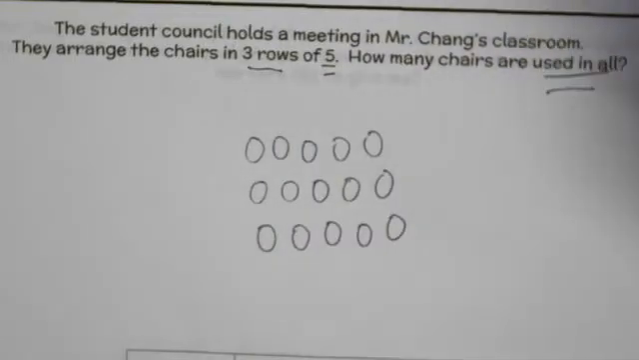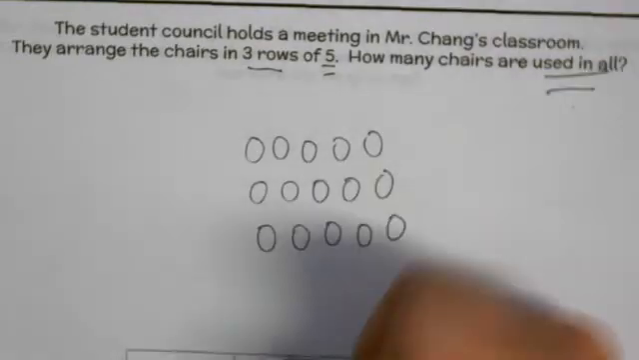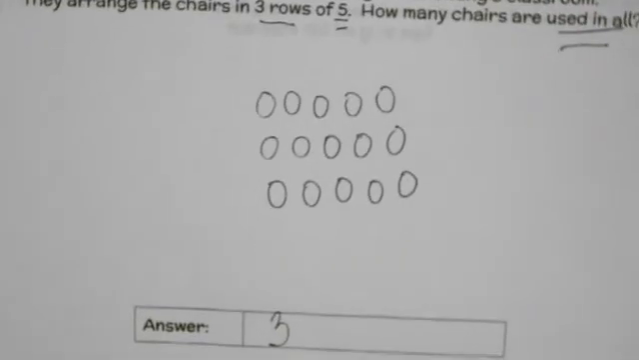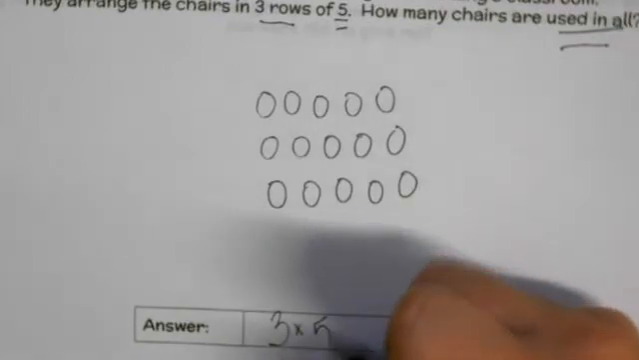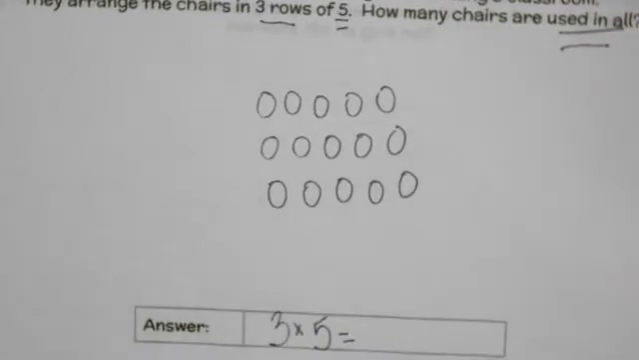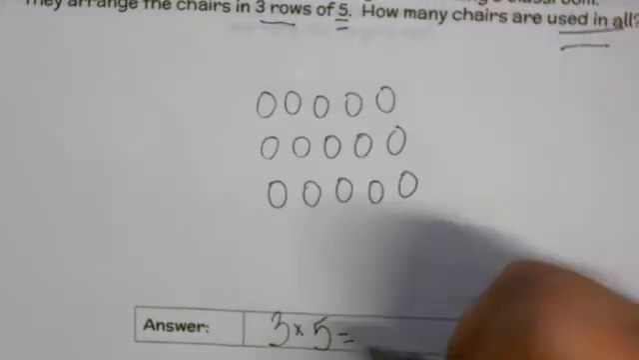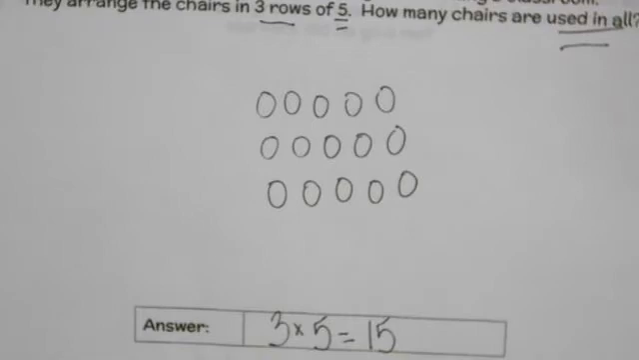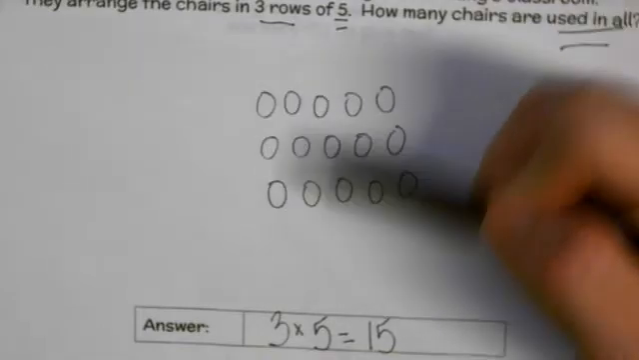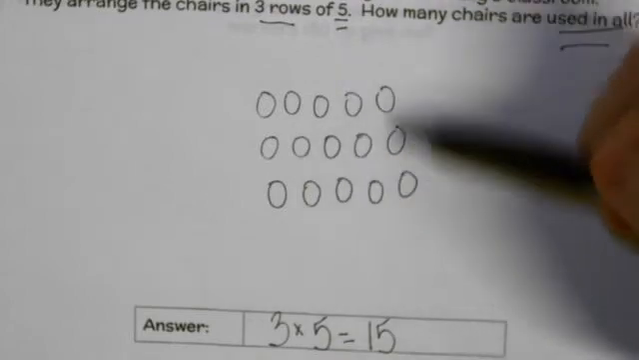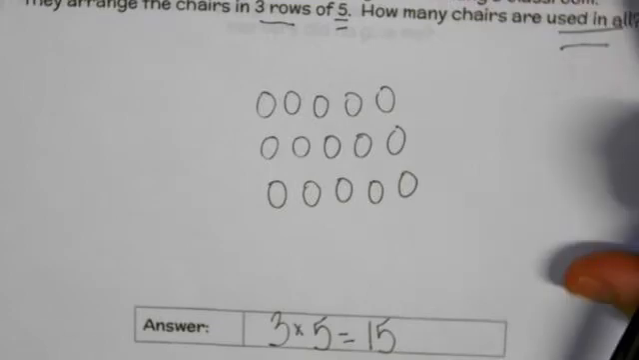How many in all? So I had 3 groups or 3 rows times 5 in each group equals 5, 10, 15. Or if I wanted to skip count by threes, I could say 3, 6, 9, 12, 15. See how I'm using my skip counting to help me multiply?